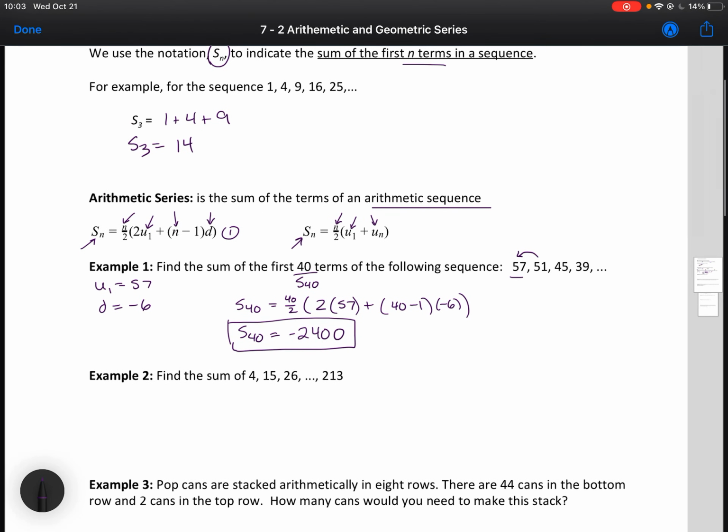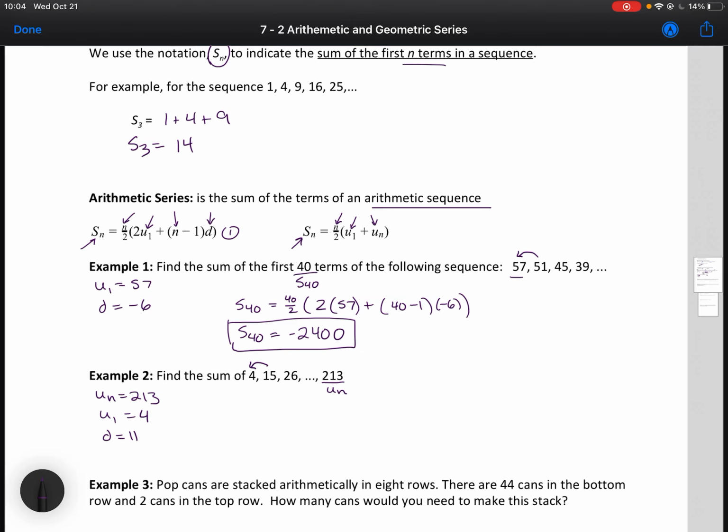The next example that we're going to do is find the sum of this sequence here. We're still looking for the sum, but this time we don't know what term number we're looking for. So the first thing that we need to do is figure out what term number this is in our sequence. So we can write down what we know. We know that our nth term is 213. We know that our first term is 4, and we know that our constant difference is 11. Remember, constant difference is just the second term take away the first term.